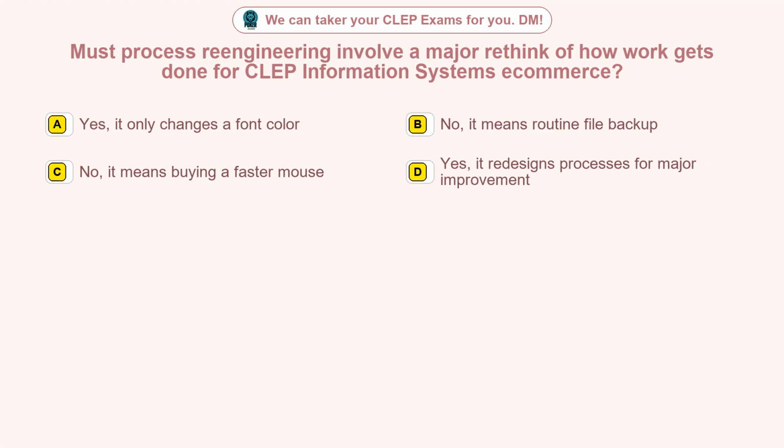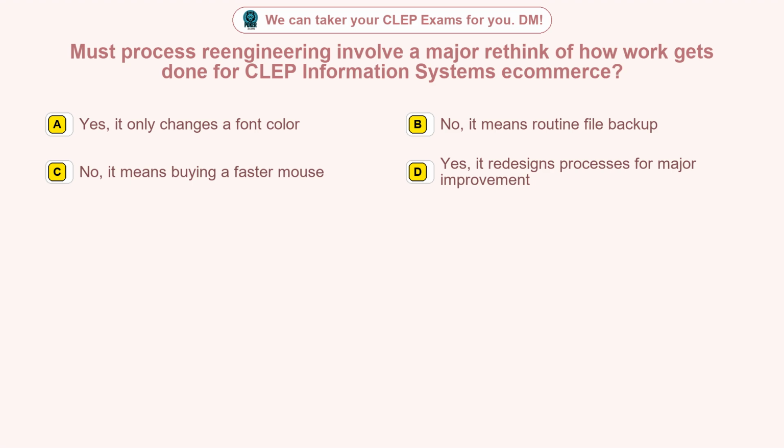Question 17. Must process reengineering involve a major rethink of how work gets done for CLEP Information Systems Ecommerce? Option A. Yes, it only changes a font color. Option B. No, it means routine file backup. Option C. No, it means buying a faster mouse.